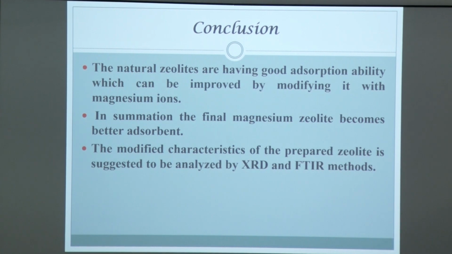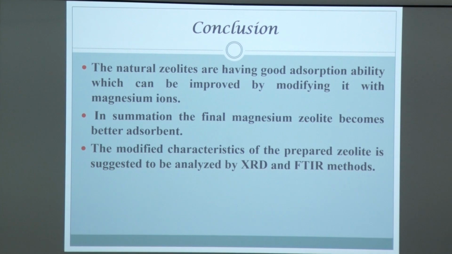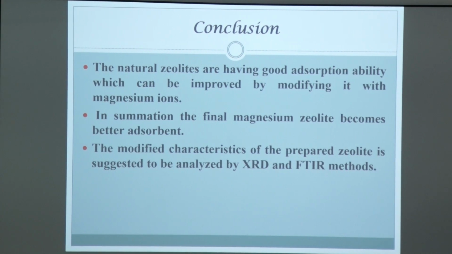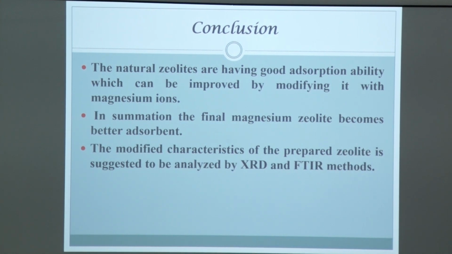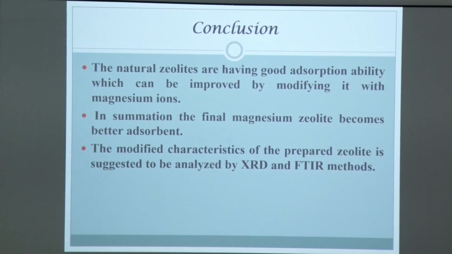The natural zeolites have good absorption ability which can be improved by modifying it with magnesium ions. In summation, the final magnesium zeolite becomes a better adsorbent. The modified characteristics of this prepared zeolite can be suggested to be analyzed by XRD and FTIR methods, and currently I am also having the FTIR results, but I have not included them here, sir, because just recently I.